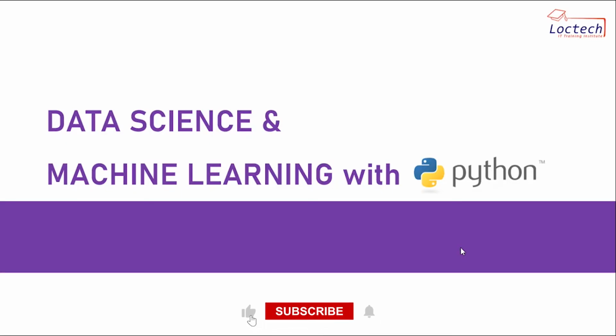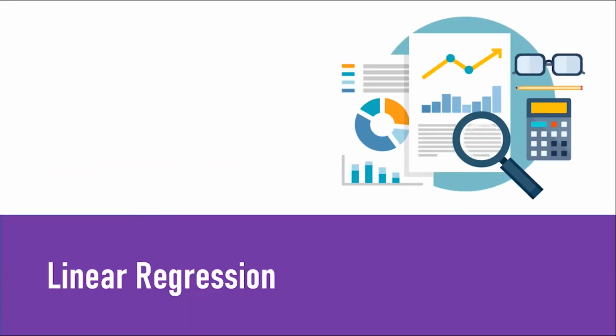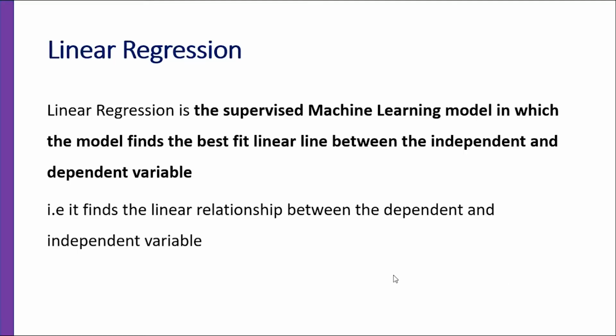Hello guys, today we'll be looking at the data science and machine learning series with Python, and we'll begin with the linear regression model. So what is linear regression? Linear regression is a supervised machine learning model in which the model finds the best fit linear line between the independent and dependent variable. All it's doing here is finding the relationship between the dependent and independent variable.